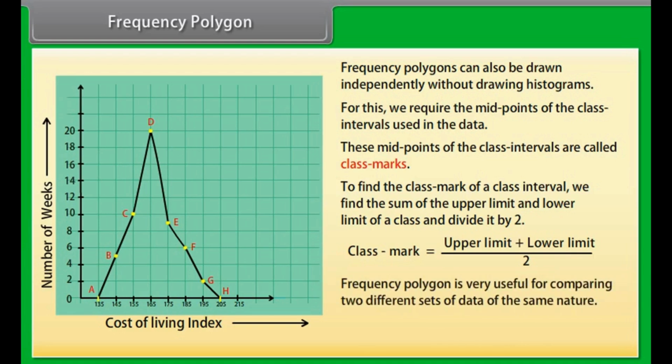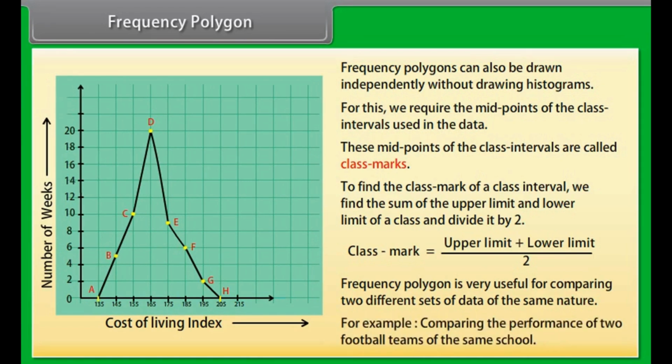Frequency polygon is very useful for comparing two different sets of data of the same nature. For example, comparing the performance of 2 football teams of the same school.